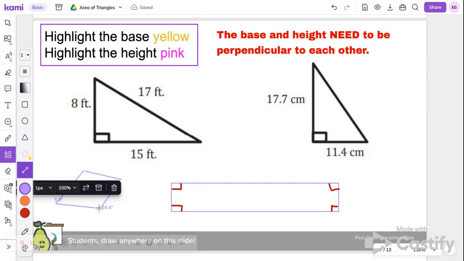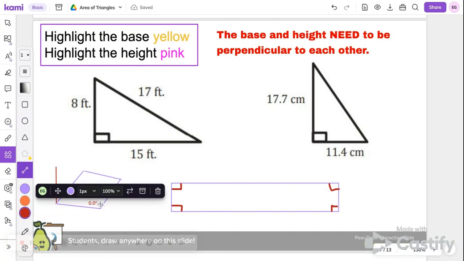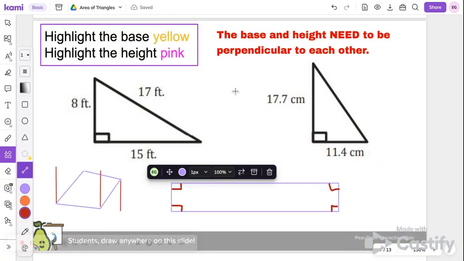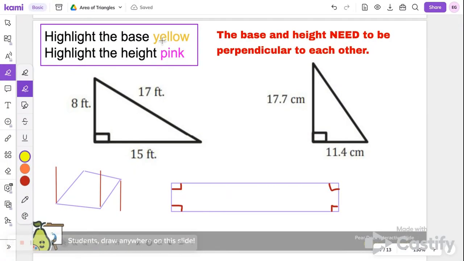In this case, you don't really have a base and height relationship, so you would have to create a height line. With a parallelogram, it would look something like this. A height line could go here, a height line could go here, a height line could go here, just as long as it is perpendicular to the base, or has a right angle. The same thing is true with triangles. In this case, I'll use the colors I've indicated here. I'm going to highlight the base in yellow.